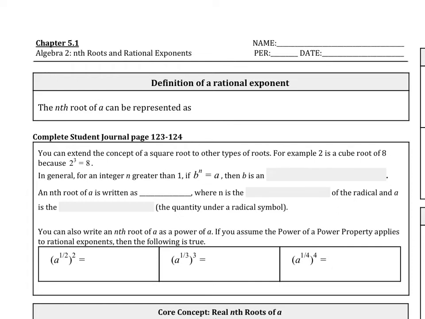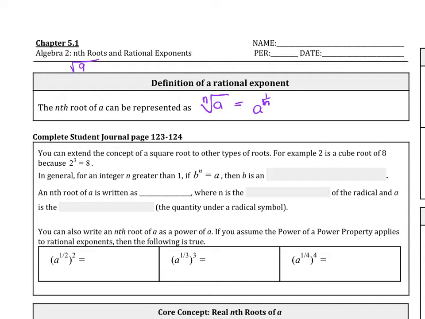Chapter 5.1, we're looking at nth roots and rational exponents. So the definition of a rational exponent: the nth root of a can be represented as the nth root of a. We can also rewrite that as a raised to the 1 over n. Now we have worked with square roots before, so square root of 9, for example.